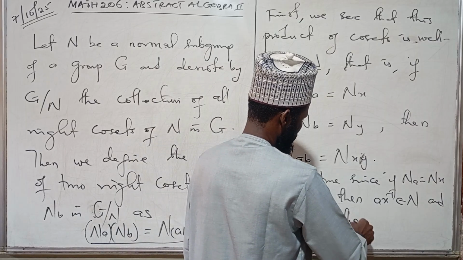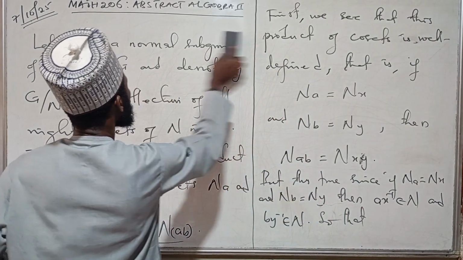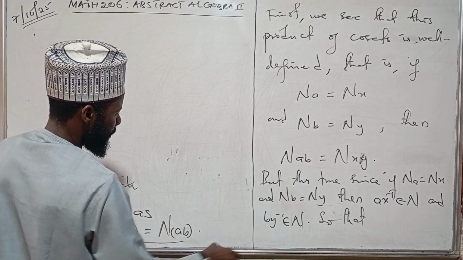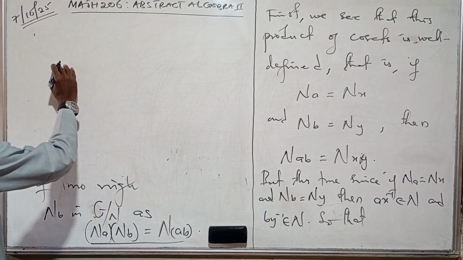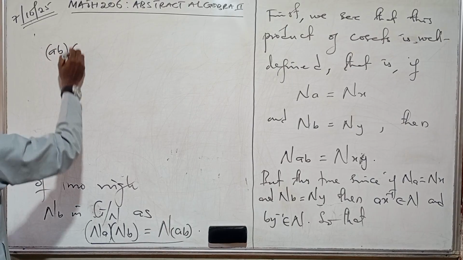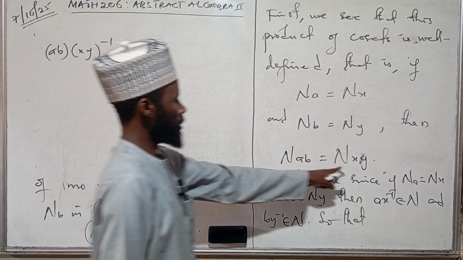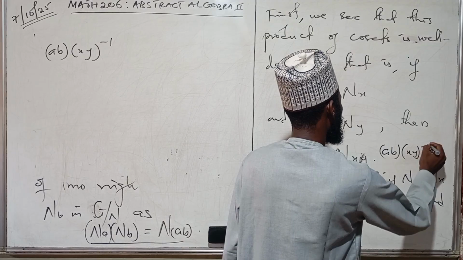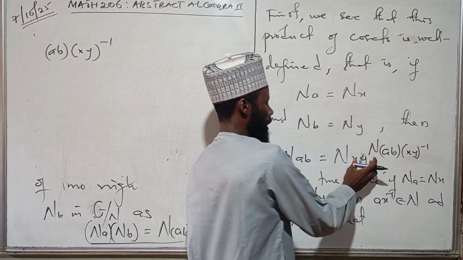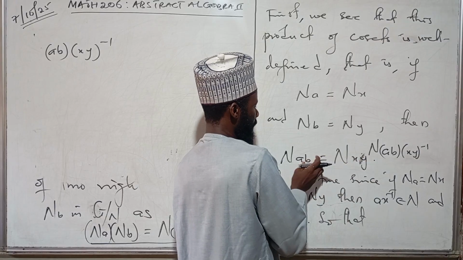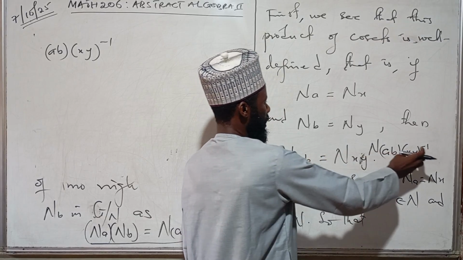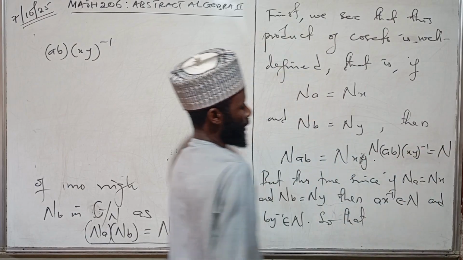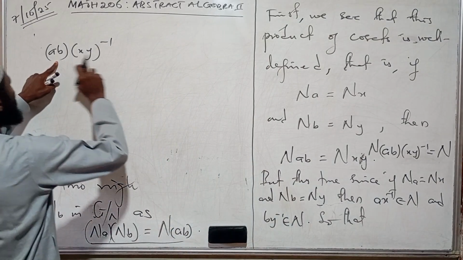So if you now look at the product AB XY inverse, to achieve this you have to show that the coset generated by this product, if I cancel this from this side and I cancel XY from here, so the coset generated by AB times XY inverse should be equal to N. But to do that, I have to show that this product is inside N. It's an element of N. So that is what we want to show.